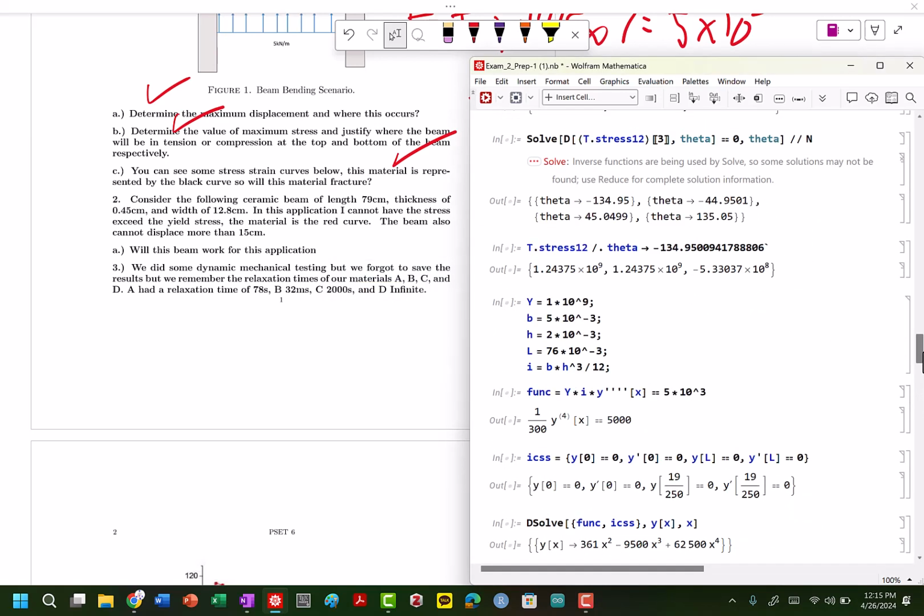So we are told that we're dealing with a ceramic beam, so this must now change to 300. Length of 79 centimeters, so times 10 to the minus 2. Thickness h is now equal to 0.45 centimeters, and then our width is 12.8 centimeters, times 10 to the minus 2.